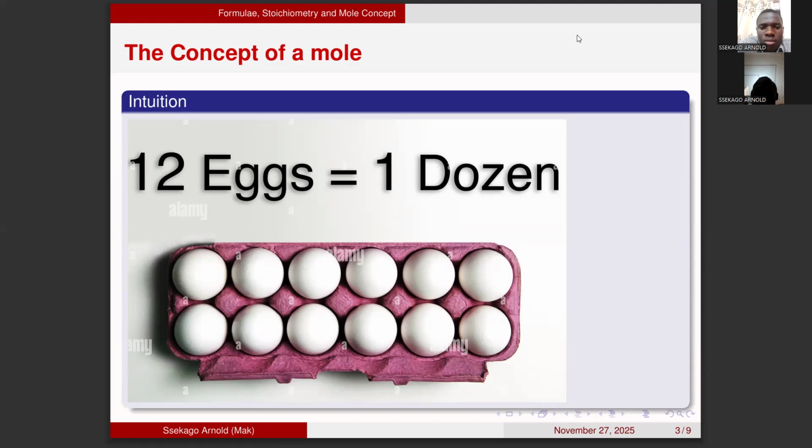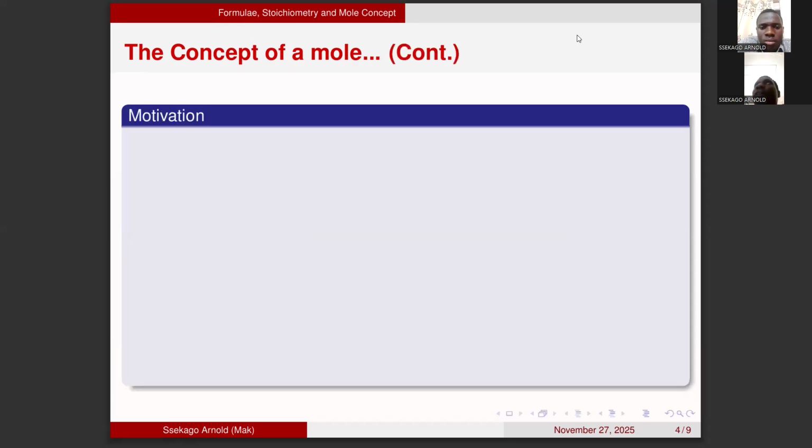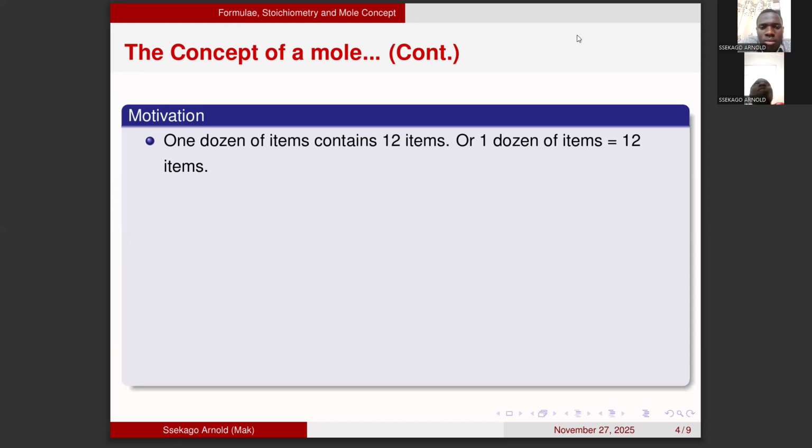If you have 12 eggs, that is 1 dozen. So a dozen, in simple terms, is a counting number, in particular, 12. So here we have 1 dozen of items. This is information which you interact with on a daily basis.